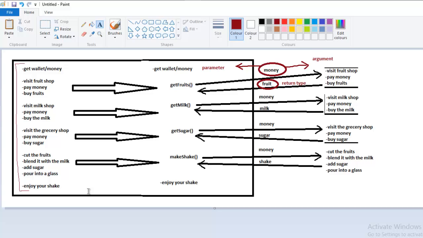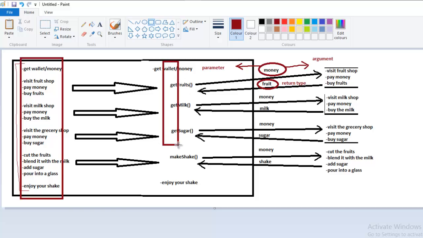Now, if we are not following the function, what will happen? We will have this complete set of code to debug. We will go line by line, each of the lines, and check where the problem is, why the shake is tasting sour or salty. But if we are following this set of code, that is the functional approach.